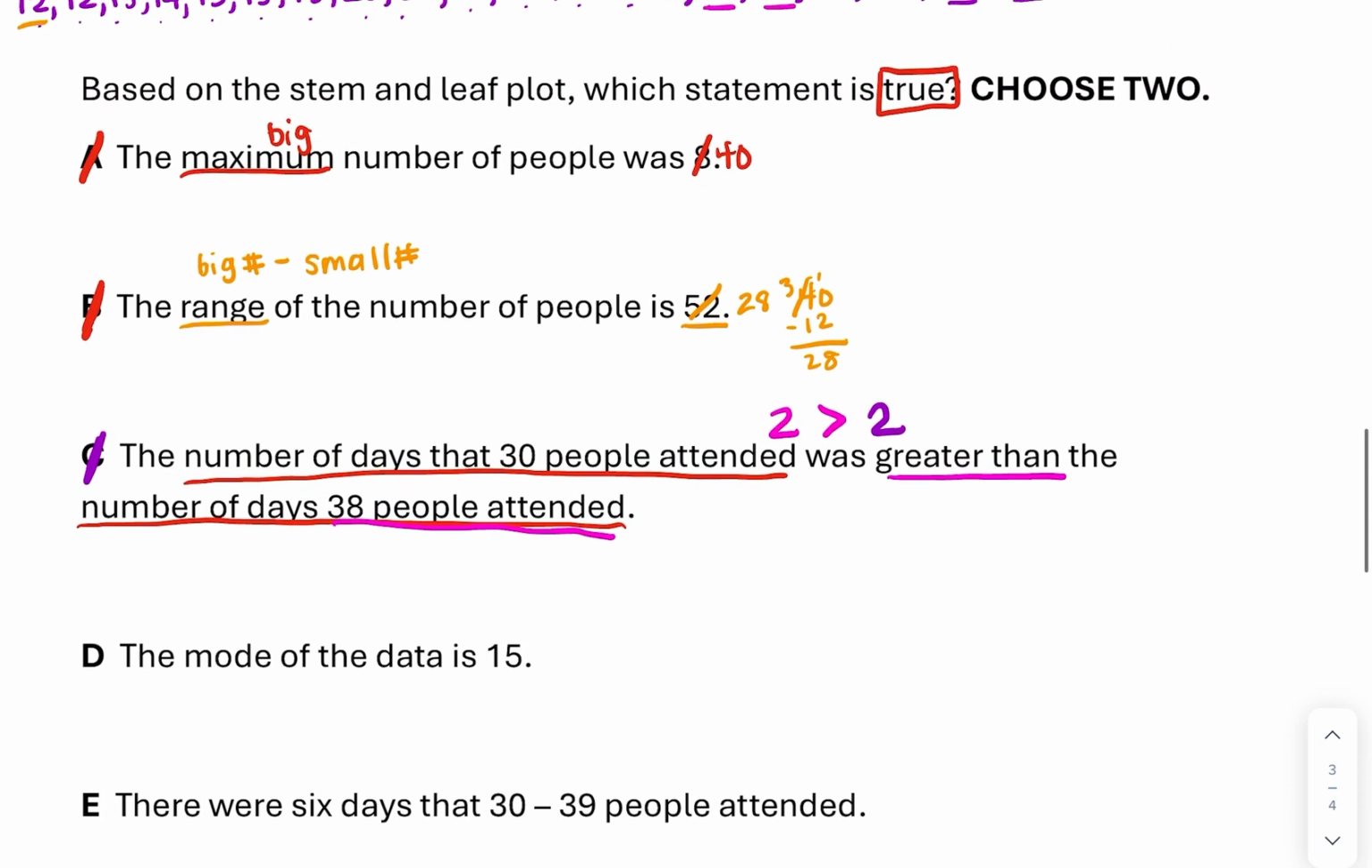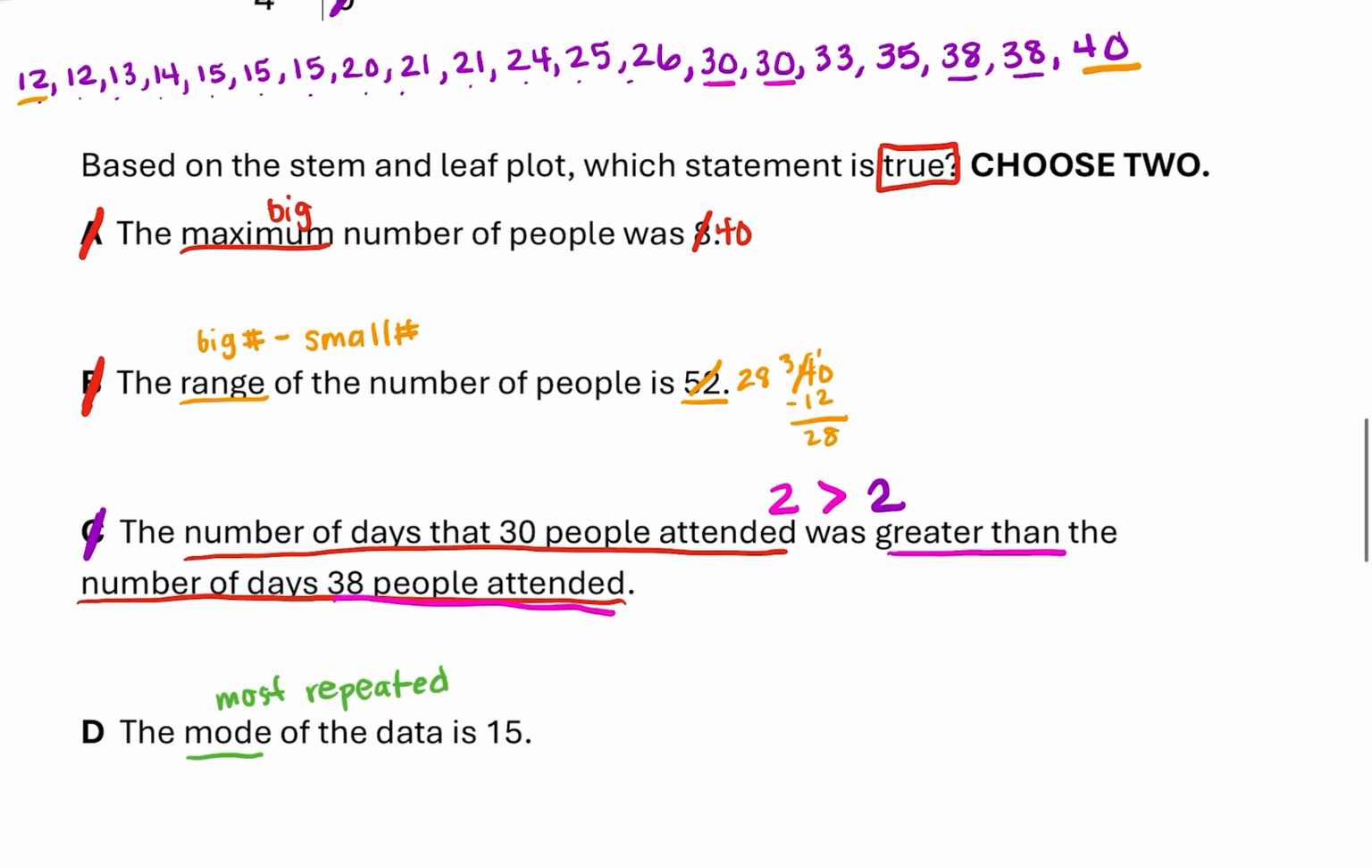All right, D. The mode of the data is 15. Remember, mode means most repeated or the most written. Okay, so which number was repeated the most? So searching through, okay, I have 2 12s. Ooh, I have 3 15s. Do I have 3 of anything else? Doesn't look like it. So I have 3 15s. So yes, that is correct.